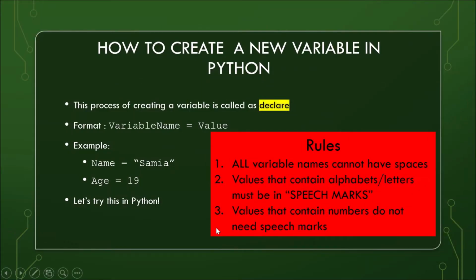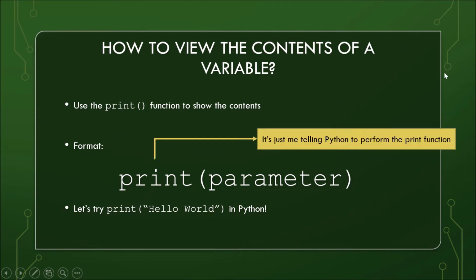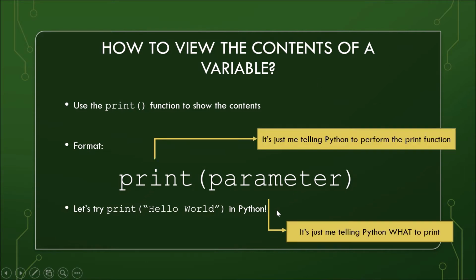Now, how do we view the contents of a variable? To do that, we need to use a function called print. There's an instruction that we tell Python: could you print, and the parameter is what to print. So let's try something basic, for example, hello world.